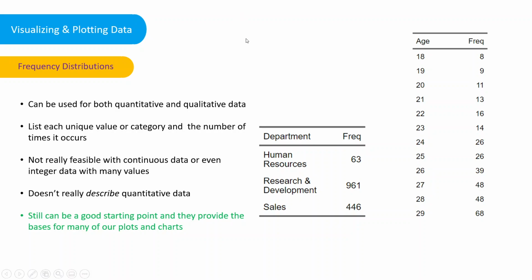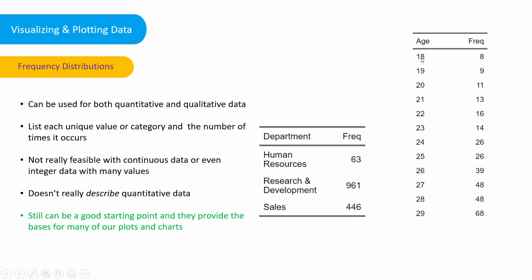Back to visualizing and plotting data, the first technique we'll talk about is the frequency distribution. Frequency distributions are really the most basic form of visualizing and plotting data, and they can be used for both quantitative and qualitative data, so both numeric and categorical data. And they're really simple. Basically, you just list each unique value or category in your data set for a given variable and the number of times it occurs. So if we have data on employees and we're looking at the department that they belong to, we would plot each of the three different values that we have for department and the number of employees that fall within each of these departments.